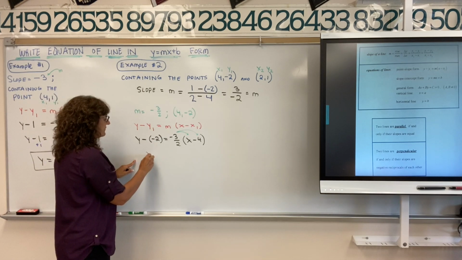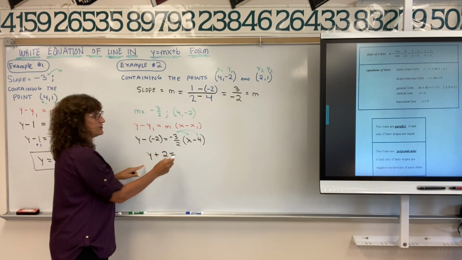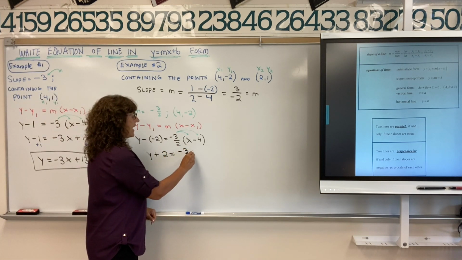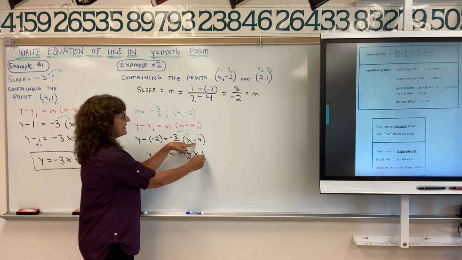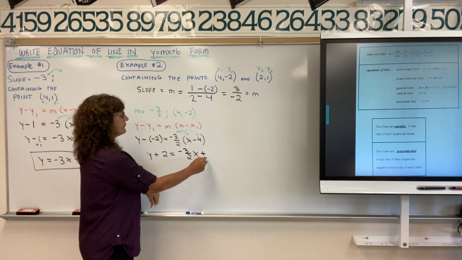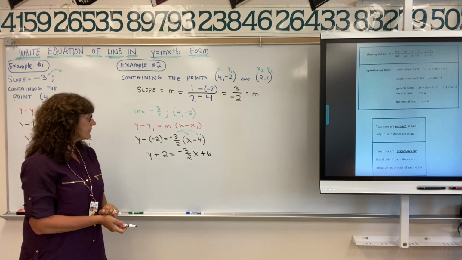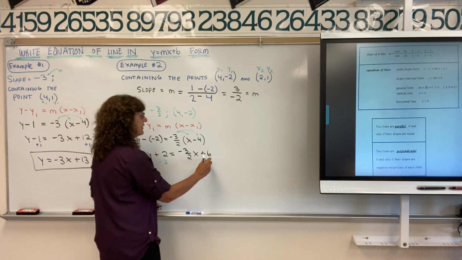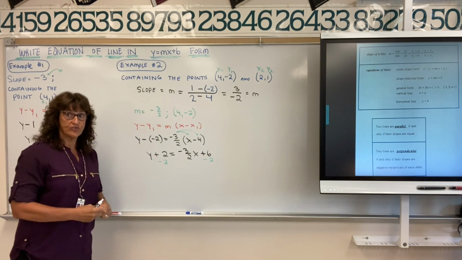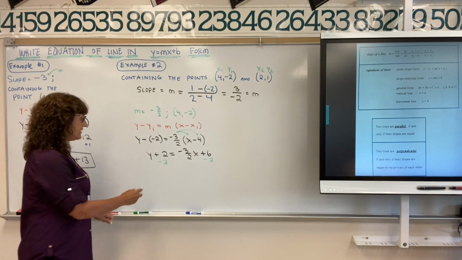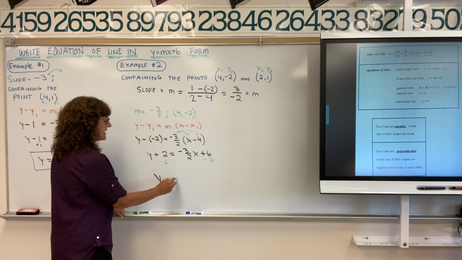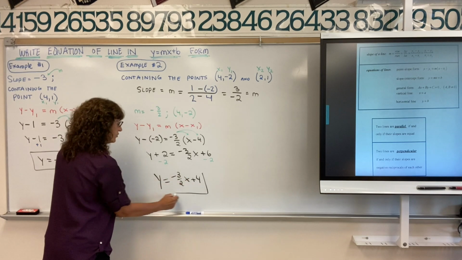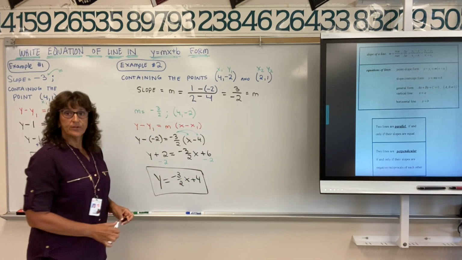Y minus a -2, so minus a negative, let's turn that into positive. Distribute -3/2 times x, and then negative times negative is positive. 3/2 times 4 is 6. And finally, we want y equals, not y plus 2 equals. So let's subtract 2, subtract that y coordinate from both sides. You end up with y equals -3/2 x plus 4. Here is the equation of our line for example number 2.